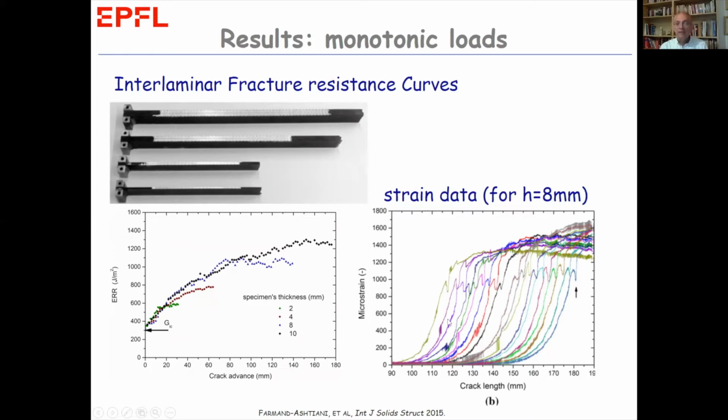Here on the left are the strain data for a specimen of 8 millimeters. Now the strains have been acquired at about 20 positions along the delamination direction. Now the dip here refers to the location where the crack is under the FBG sensor. Now these data are used in a semi-empirical or inverse identification method to obtain tractions.